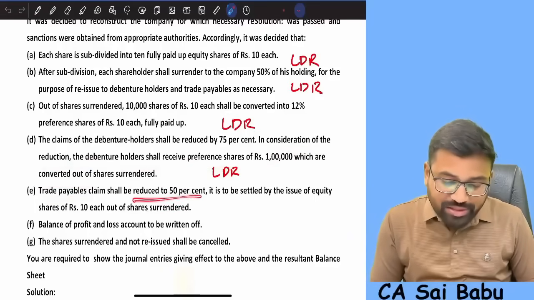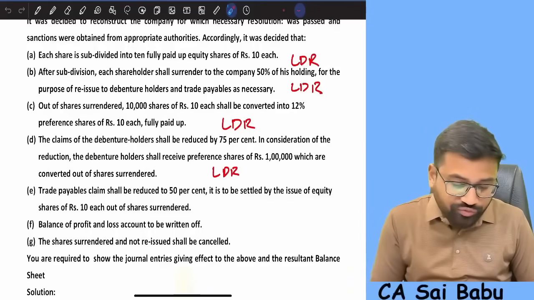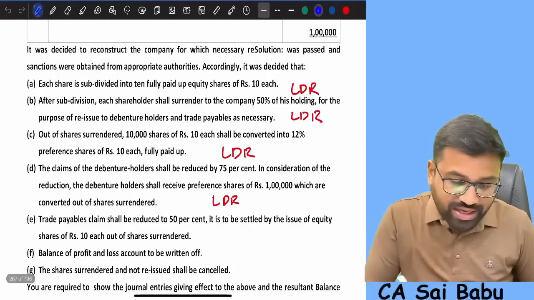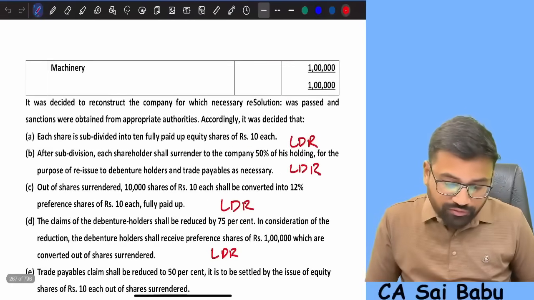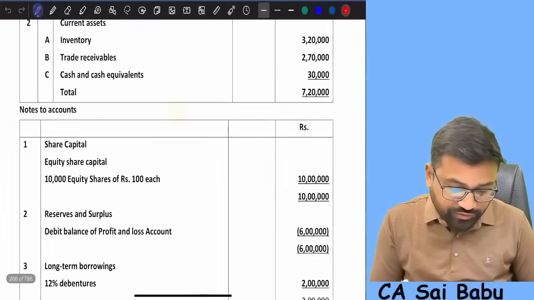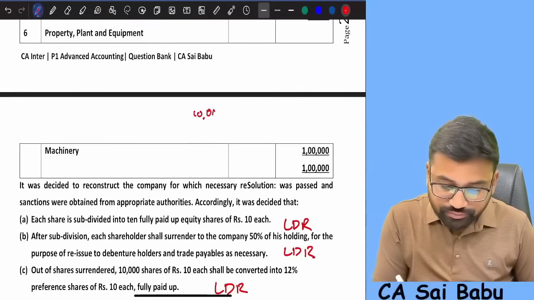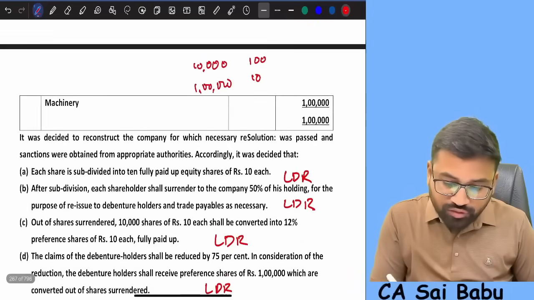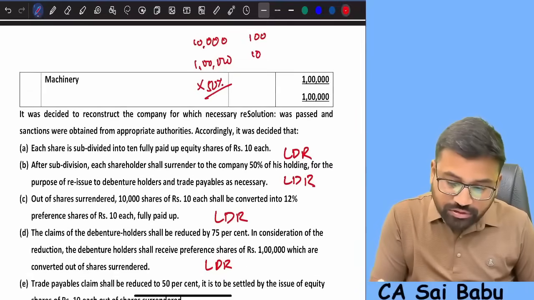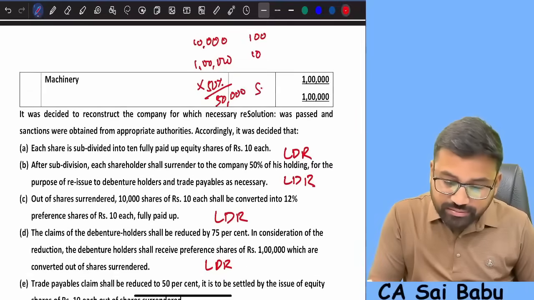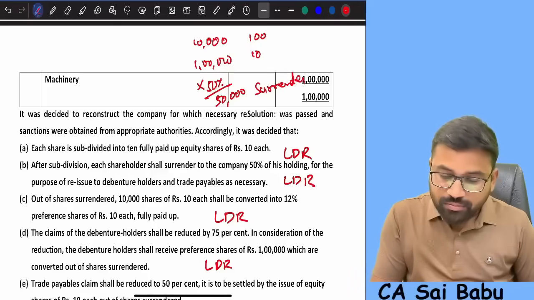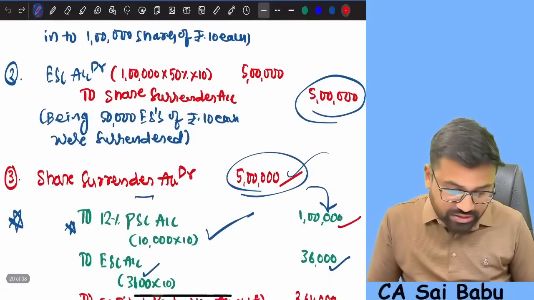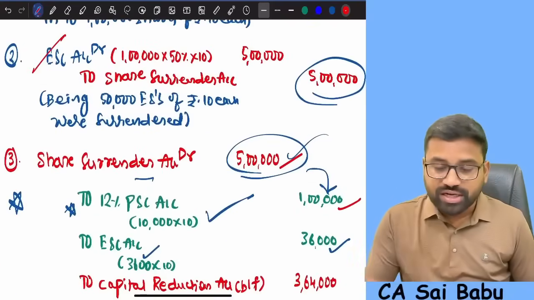Trade payables' claim is reduced to 50% and it is settled by issue of equity shares of 10 out of the shares surrendered. So if you observe carefully, sir, in this question what is happening? First, originally 10,000 shares of 100 each, sir. Now they make it as 1 lakh shares. Out of 1 lakh shares, 50%, that means 50,000 shares surrendered. 50,000 into 10, that means 5 lakh rupees. So the entry is equity share capital to share surrender, 5 lakhs, 5 lakhs.